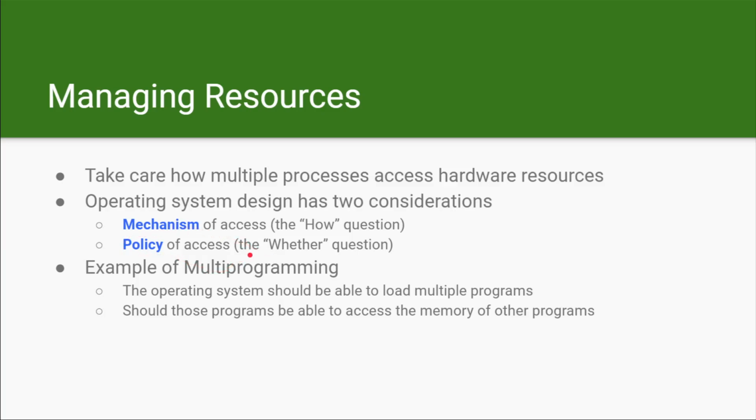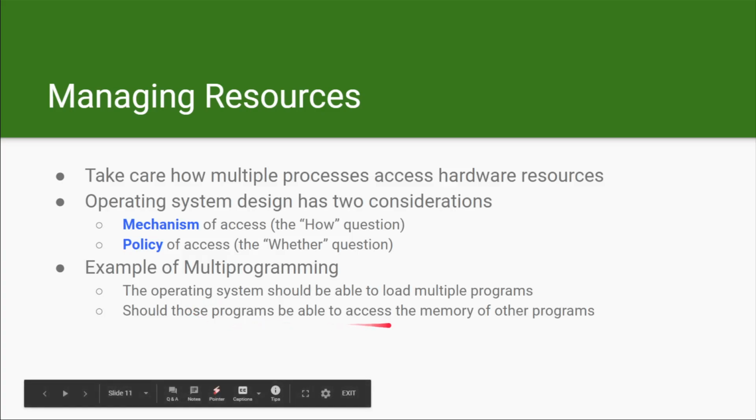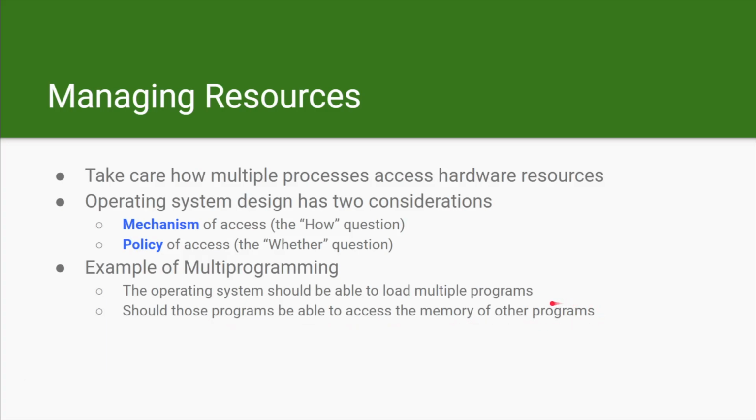Now, we've talked about multiprocessing, that an operating system should be able to load multiple programs into memory. And those programs themselves should be able to access their own memory, but should these programs be able to access the memory of other programs? That's a really good question. In general, the answer to that is no. You should not allow one program to access another program.